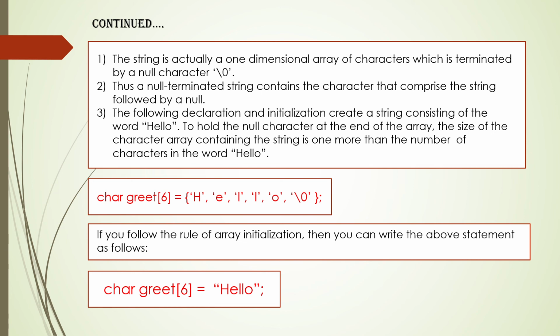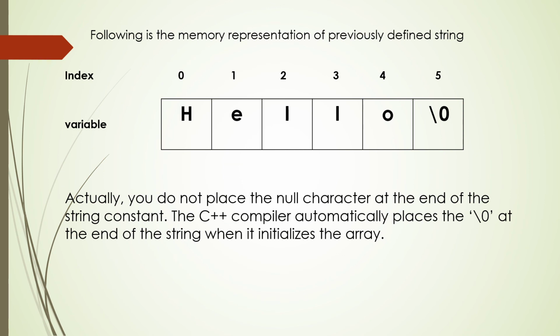Let's see what the memory representation of the array looks like. Each individual character is assigned to an individual index. Actually, we do not have to place the null character at the end of the string constant. In C++, the compiler automatically places the null character at the end of the string.